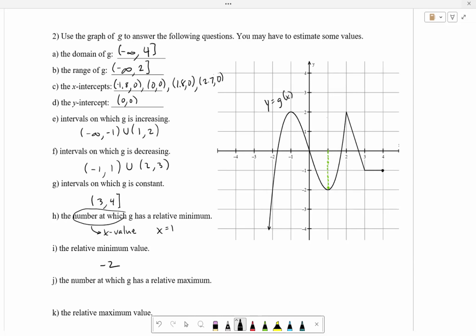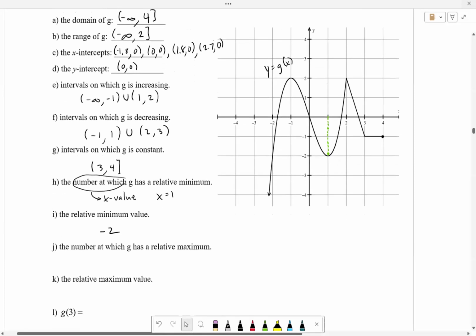That's just how far it goes down. Where does that negative 2 happen? At x equals 1. So it's kind of like a what and a where. The where is the x value. The what is it? So what is that minimum or maximum value? That is a y value.